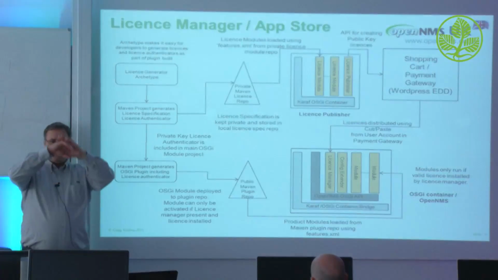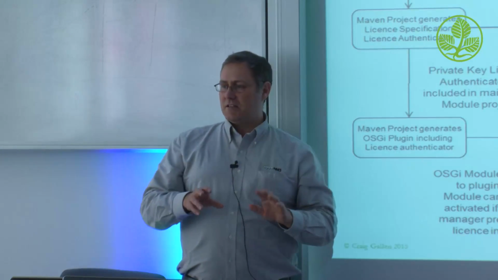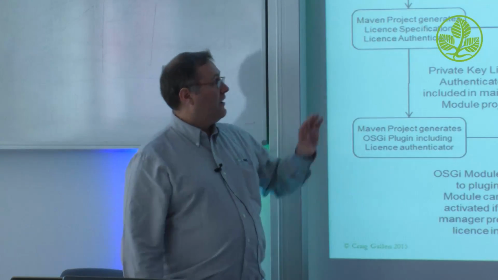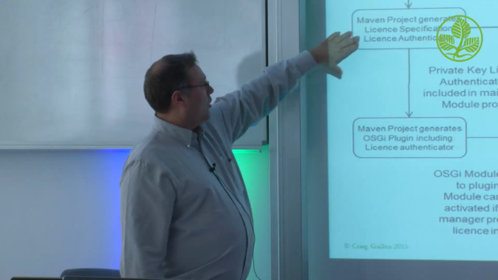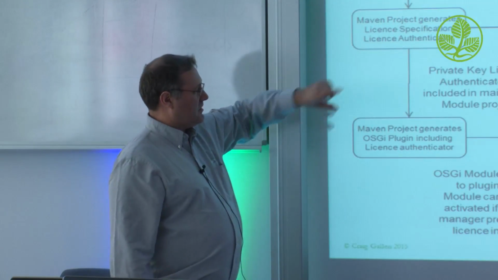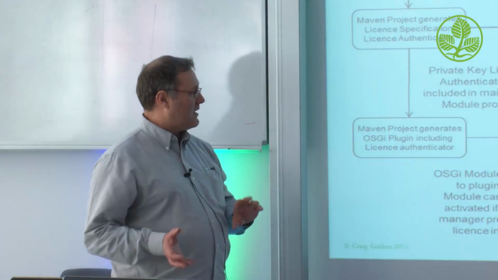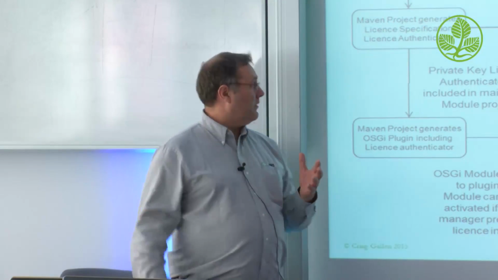That's how your license is generated, with variables on it to say what machine am I running with, how many instances, all that sort of stuff. That's done at the shopping cart level. It's coded up, and then the license authenticator, which is another little module that runs within your OSGI module, will authenticate it and say yes, no, I can run this.